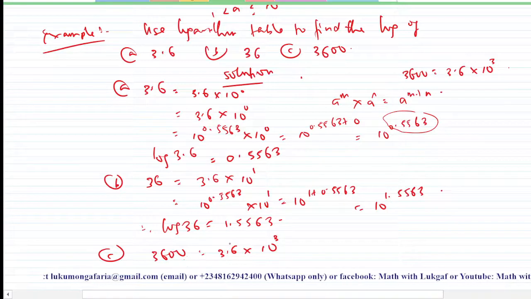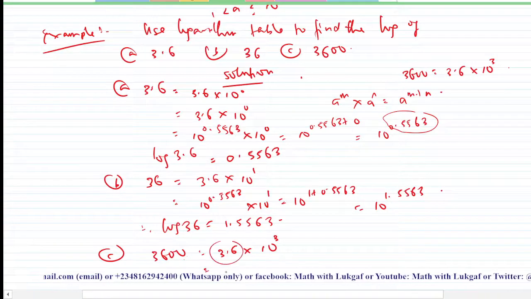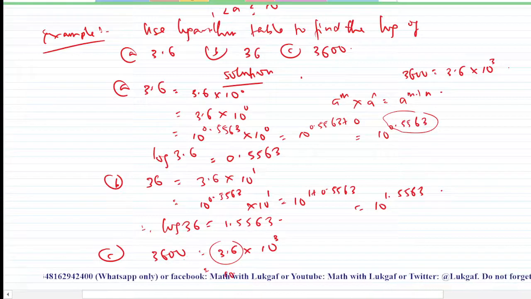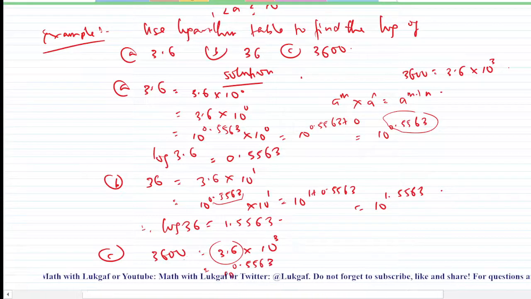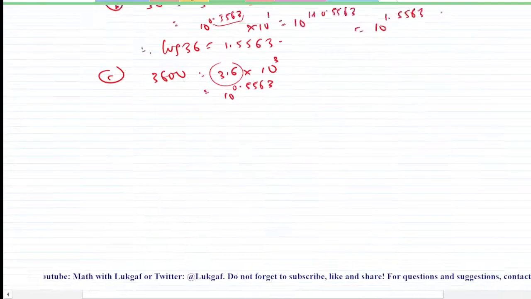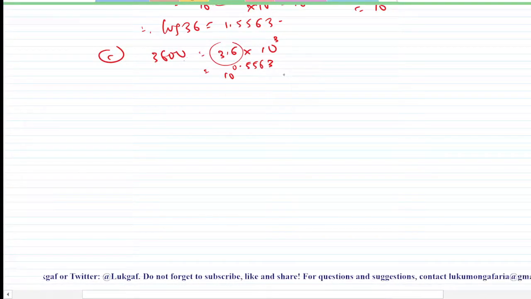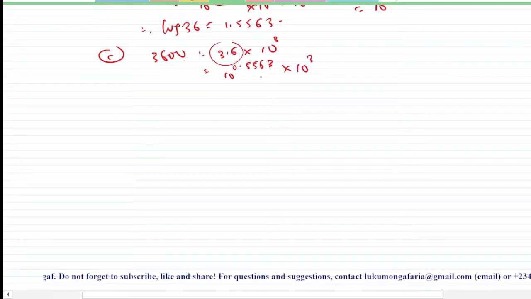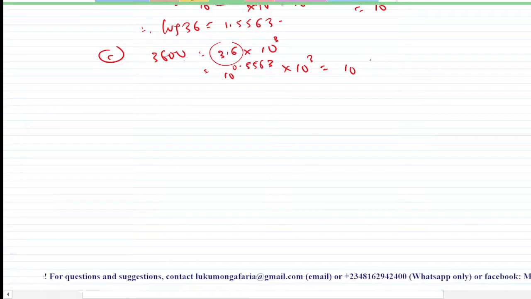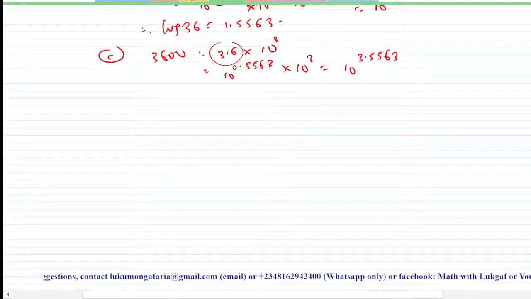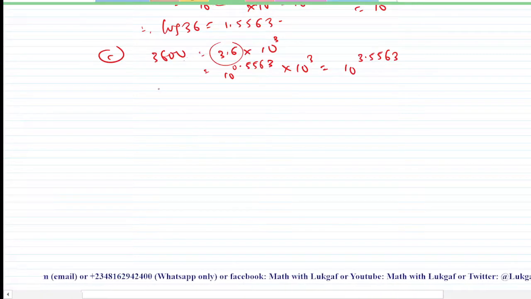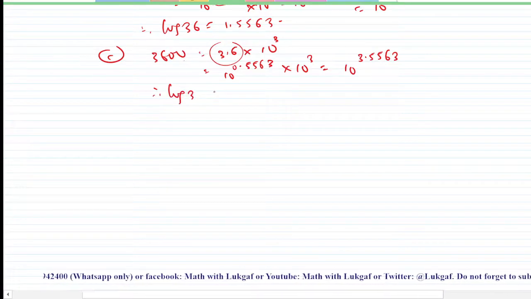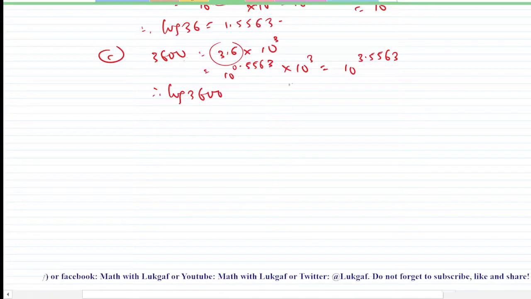You understand now? And the logarithm of this is 10 raised to power what we obtained here, 0.5563, multiplied by 10 raised to power 3. If you apply your laws of indices, you are going to have 10 raised to power 3.5563. Therefore, the logarithm of 3600 is nothing but 3.5563.